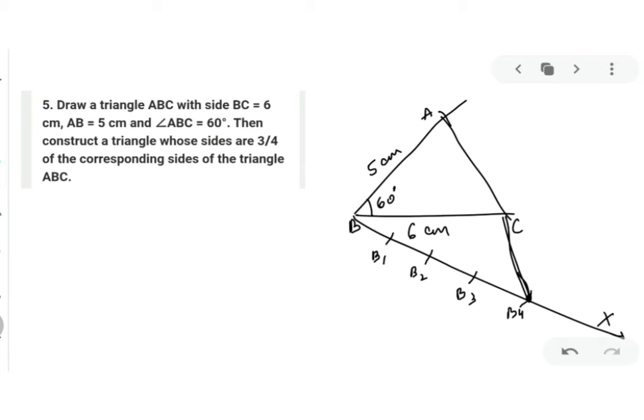Clear? And now you have to draw a line through B3. Why B3, my dear kids? Because it is 3/4. So we made 4 parts, and out of them you have to point at the third part. From the point B3, you have to draw a parallel line to B4C.